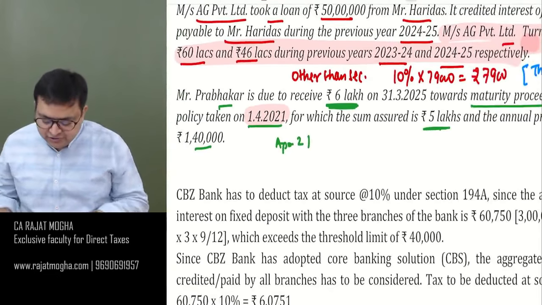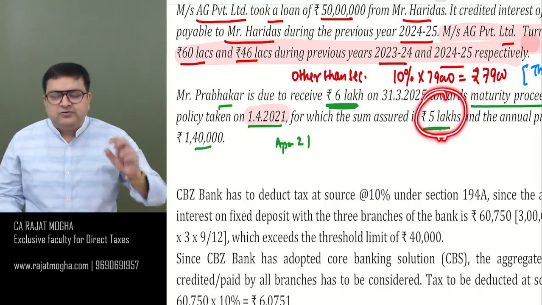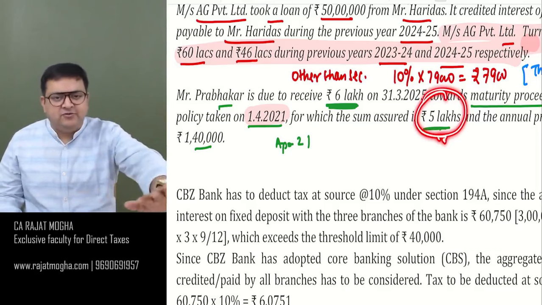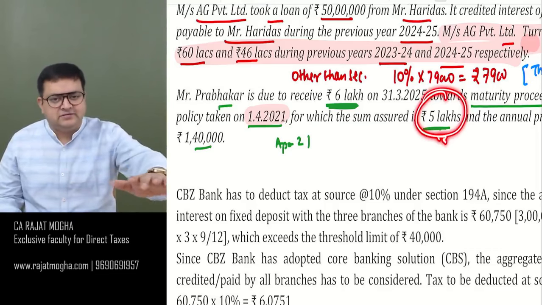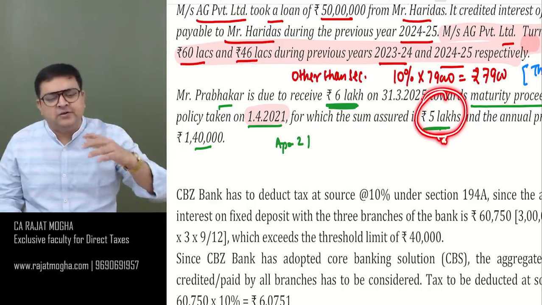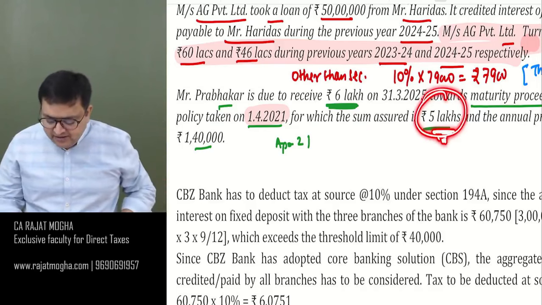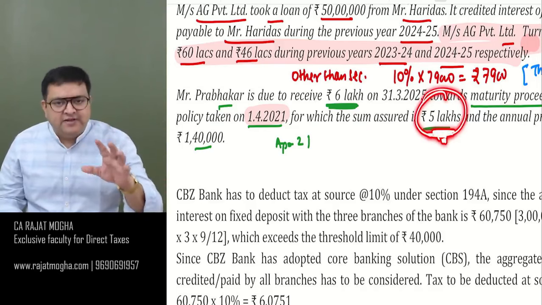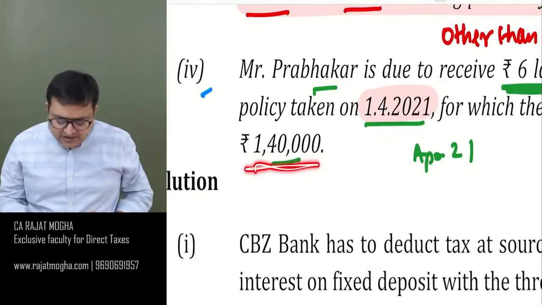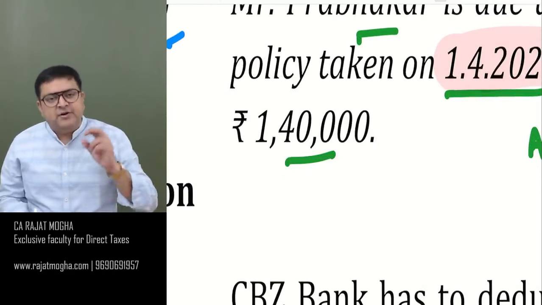Now tell me the sum assured. Sum assured is 5 lakh. So if the premium is up till 50,000, 10% of 5 lakh, we will say no TDS. Correct? Whatever the threshold limit is, it doesn't matter, it's a low premium policy, exempt, no TDS. But here the premium is 140. Is it a low premium or a high premium policy?